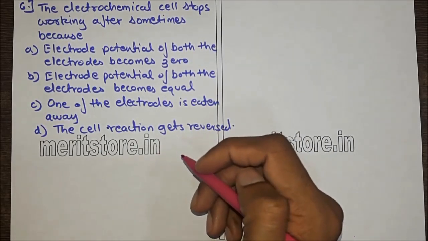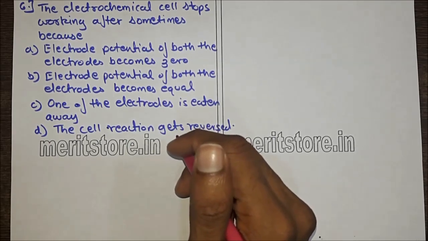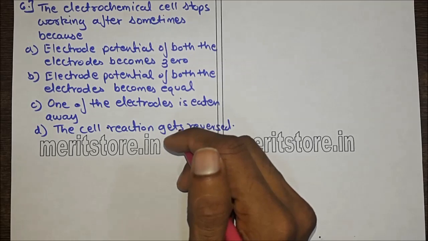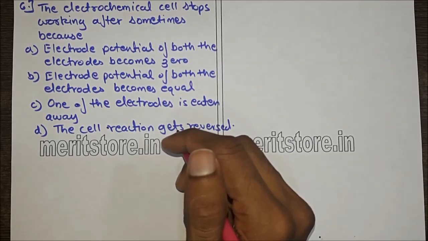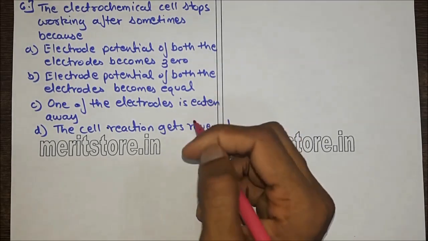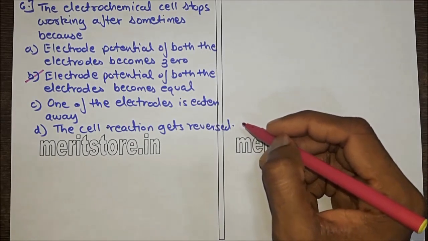D. The cell reaction gets reversed. In the electrochemical cell, the potential difference is created. Cathode is at a higher potential and anode is at lower potential. Current flows due to potential difference from higher potential to a lower potential. The electrochemical cell stops working when potential difference is 0, that is, both the electrode potentials become equal. Therefore, option B, that is, electrode potential of both the electrodes becomes equal, is the correct answer.